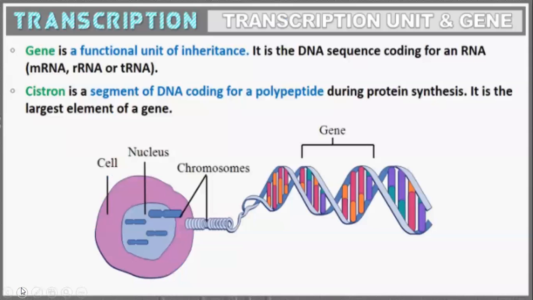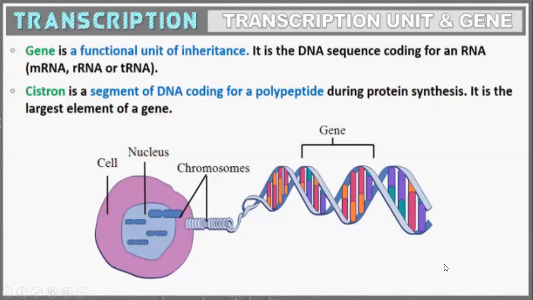We have transcription unit and gene. What is a gene? Gene is the structural and functional unit of inheritance. It is the DNA sequence coding for an RNA. So genes code for RNA. What all types of RNA? mRNA, rRNA, and tRNA are the different types of RNA, and genes are the functional unit that codes DNA sequence for an RNA.